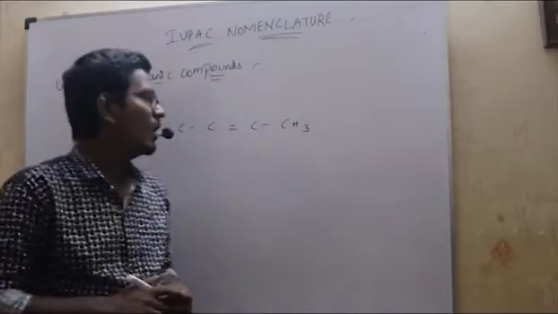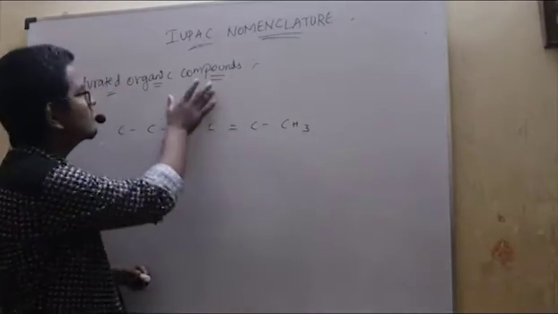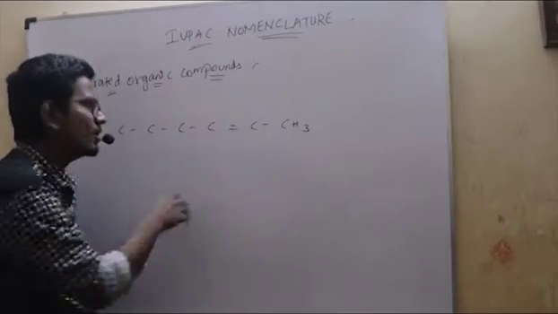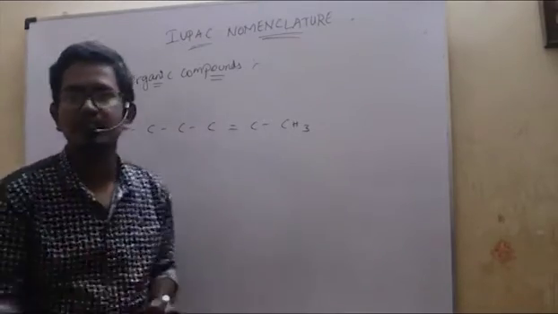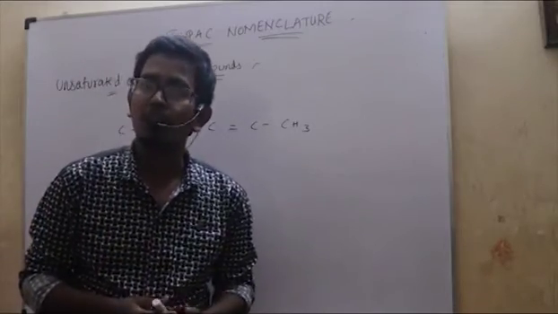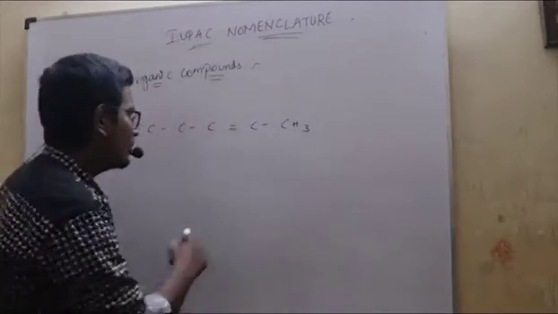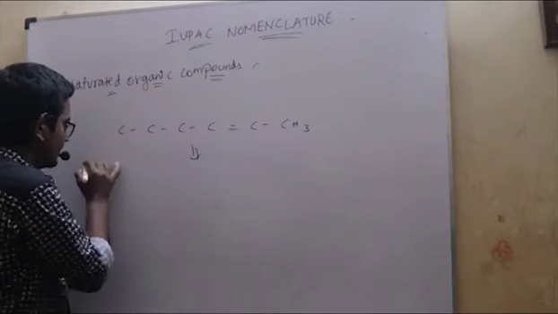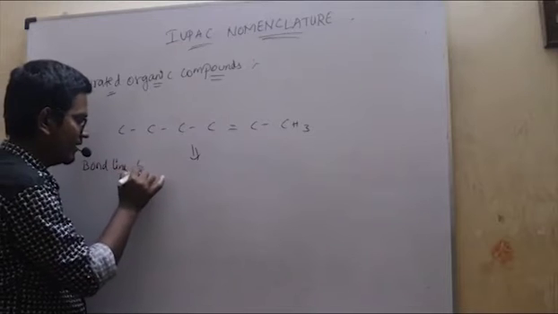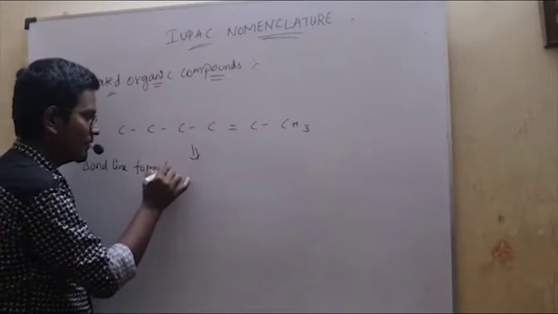Now we are going to learn how to name an unsaturated organic compound. Before that, there is one more method to write a compound. What is that method? It is the Bondline Formula. To write the compound, there is one more way, and that way is the Bondline Formula.